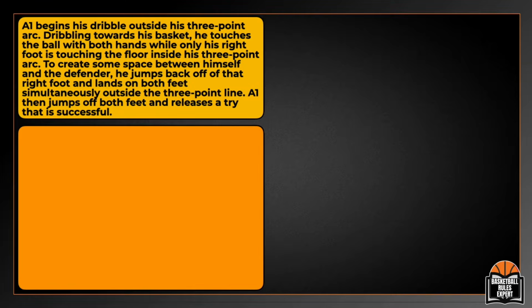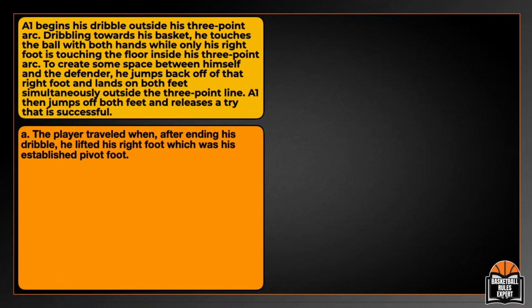A1 begins his dribble outside his three-point arc. Dribbling towards his basket, he touches the ball with both hands while his right foot is touching the floor inside his three-point arc. To create some space between himself and the defender, he jumps back off that right foot and lands on both feet simultaneously outside the three-point line. A1 then jumps off of both feet and releases a try that is successful.